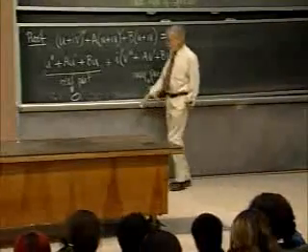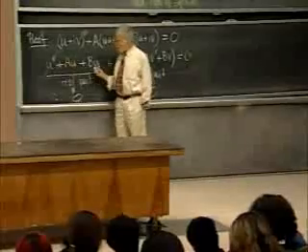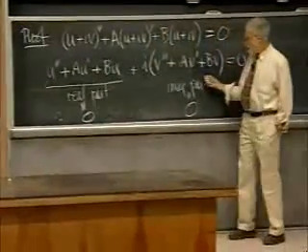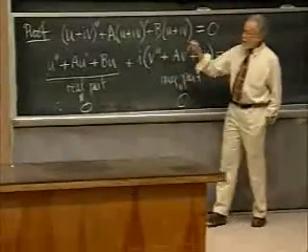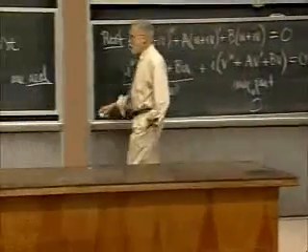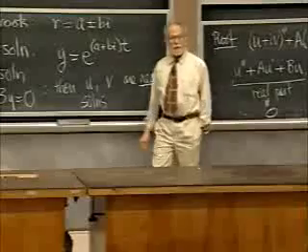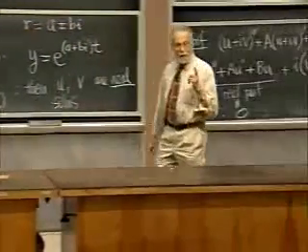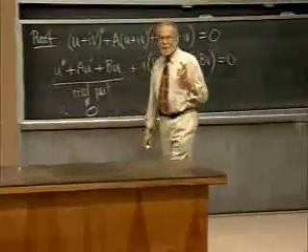Now, what does it mean for the real part to be 0? It means that u is a solution. The imaginary part being 0 means v is a solution, and therefore, just what I said, u and v are solutions to the real equation. Where did I use the fact that a and b were real numbers and not complex numbers?